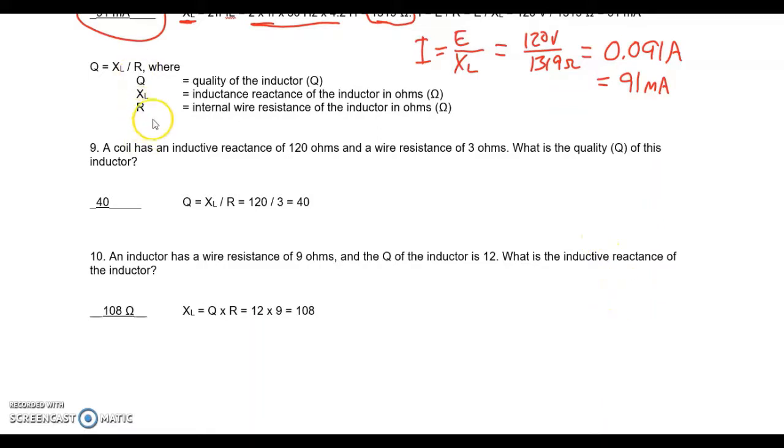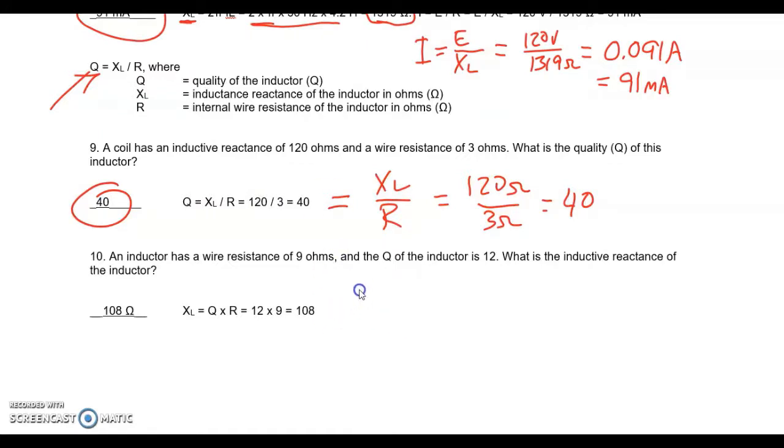For number 9 and 10, we're given this formula here. Number 9, a coil has an inductive reactance of 120 ohms and a wire resistance of 3 ohms. What is the quality, or Q, of this inductor? We have that formula right here. It equals, I'm just going to rewrite it here, X sub L over R, or inductive reactance over the internal resistance, 120 ohms divided by 3 ohms. Our quality is 40.